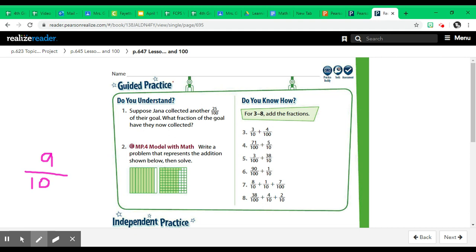So you've got 10, 20, 30, 40, 50, 60, 70, 1. Okay, so then I have 9/10 plus 71 100ths. Can I add these straight across? No, I can't because they don't have the same denominator.